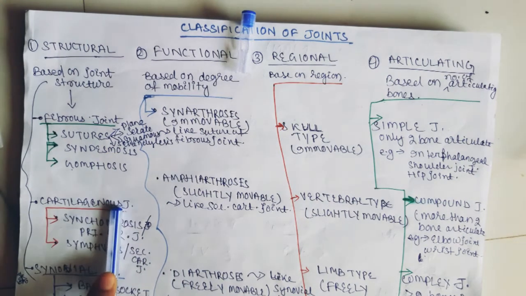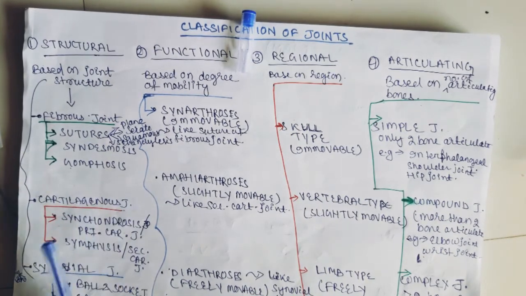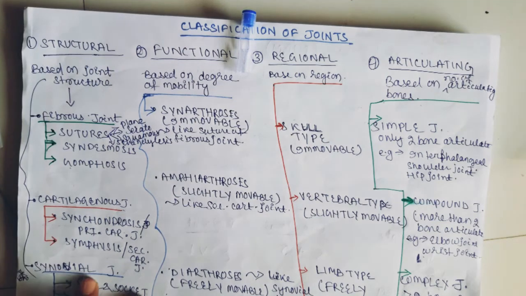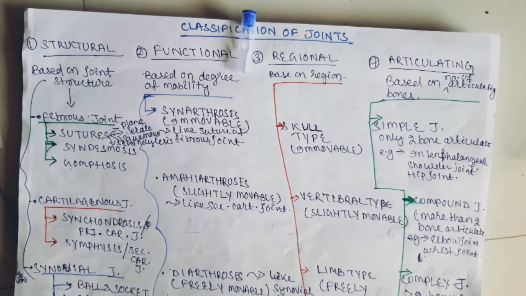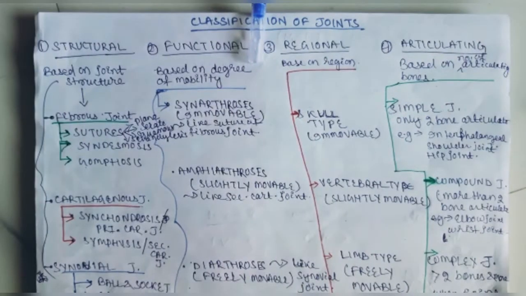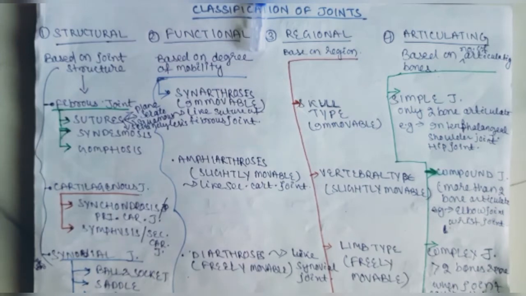Cartilaginous joint is slightly movable. It will move a little bit. Next is your synovial joint. Synovial joints are freely movable or highly movable, like your shoulder joint and finger joint. I'll explain later.